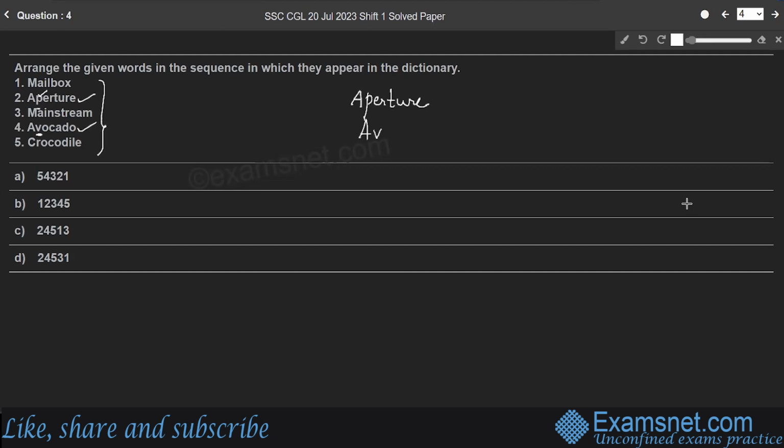Next comes avocado. So here next will be crocodile. Next there are 2 words, mainstream and mailbox. Here L comes before N, since 3 letters M, A, I are common in both the words. So the 4th letter is L in mailbox and N in mainstream. So mailbox comes before mainstream.